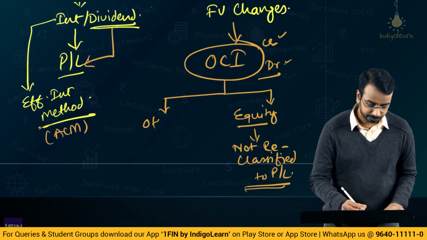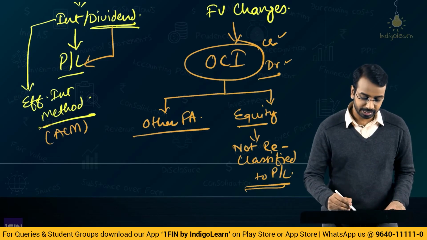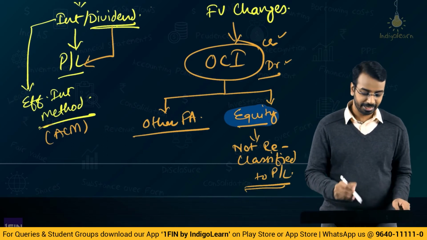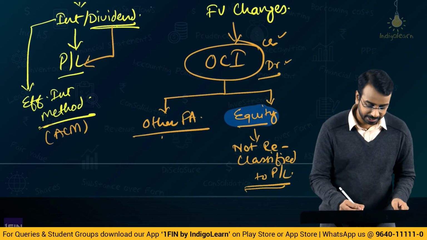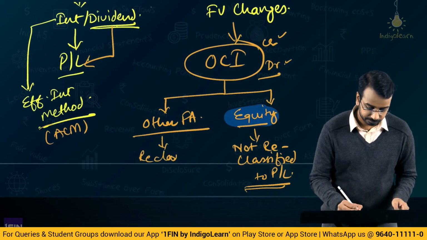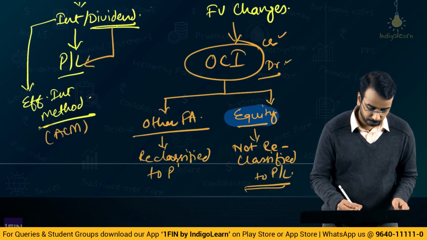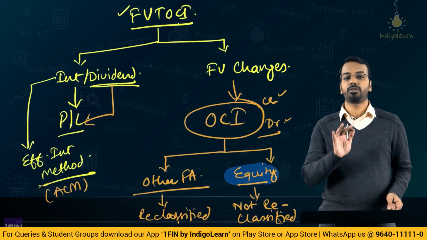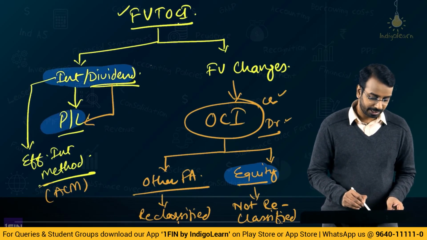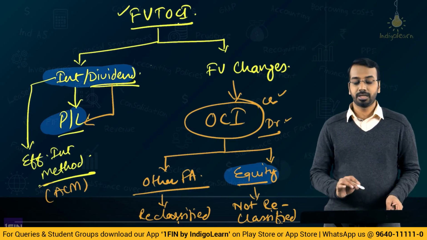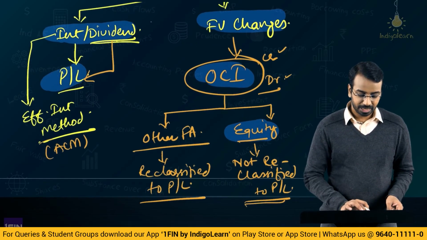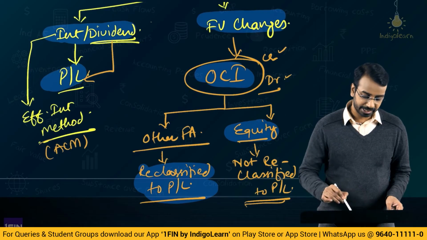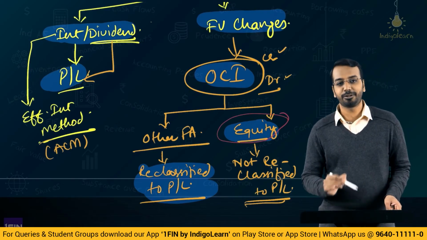In case of other financial assets, here please remember this equity is not equity of the entity. This is a financial asset which is an equity instrument of another entity, right? And in case of other financial assets, when it is de-recognized, it will be reclassified to P&L. Whatever is the balance in the other comprehensive income, it will be transferred to the P&L. So, when it comes to fair value through other comprehensive income, interest and dividend will be recognized in P&L using the effective interest method in case of interest, and fair value changes will be accumulated in OCI, and ultimately when it is de-recognized, it will be reclassified to P&L. Very important to understand that in case of equity, you will not reclassify it to P&L.